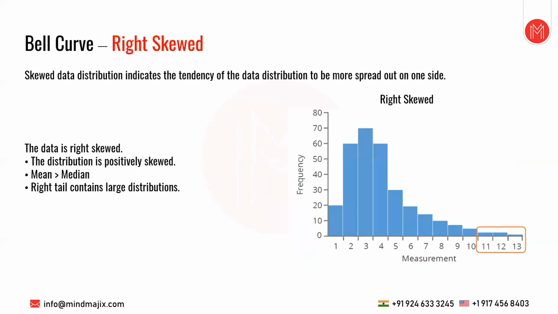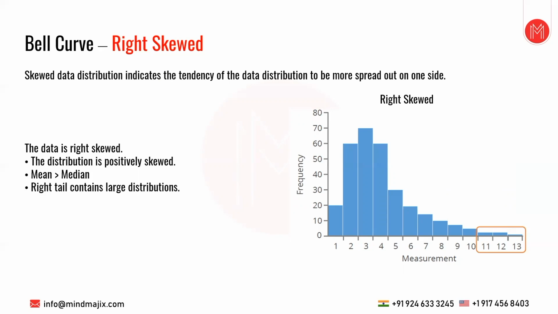Similarly, we find the opposite in the right skewed bell curve. Right skewed distributions are also called positive skew distributions, because there is a long tail in the positive direction on the number line, and the mean is also to the right of the peak. The normal distribution is the most common distribution you will come across. Skewed data distribution indicates the tendency of the data distribution to be more spread out on one side. So the data is right skewed, and the distribution is positively skewed.